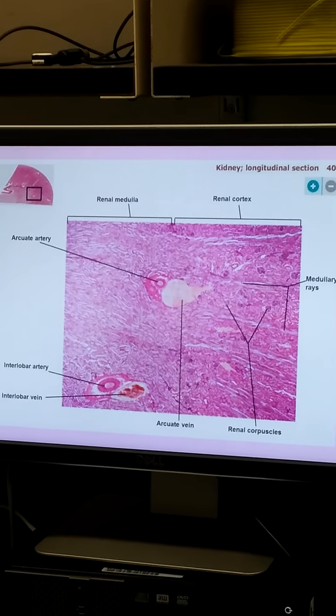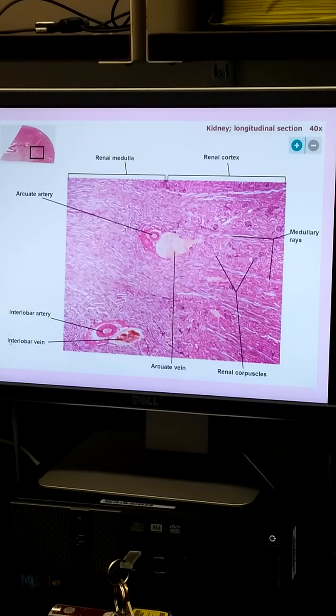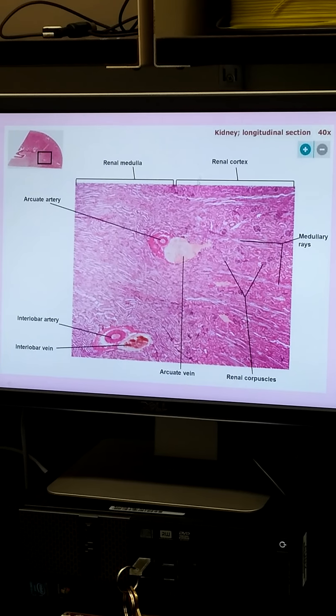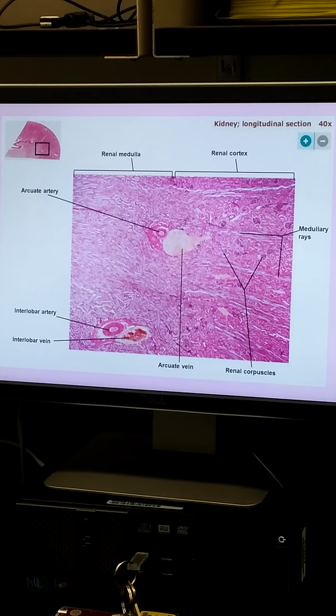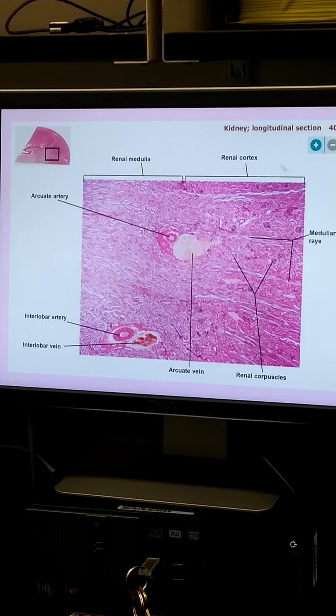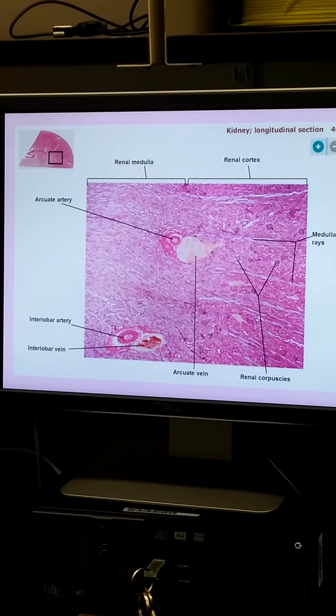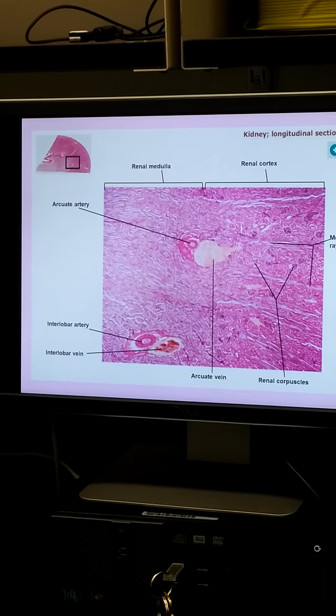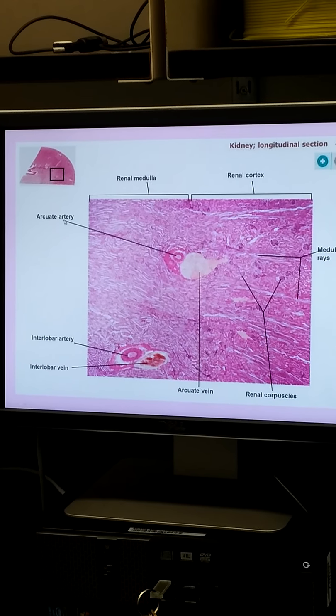Okay, so here's a kidney now, okay? And this is a cross-section of about 40x. And you're looking at this section here, okay? This is the renal medulla. And this part here is the renal cortex, okay? Well, gee, how do we differentiate that? How do we separate the cortex from the medulla?